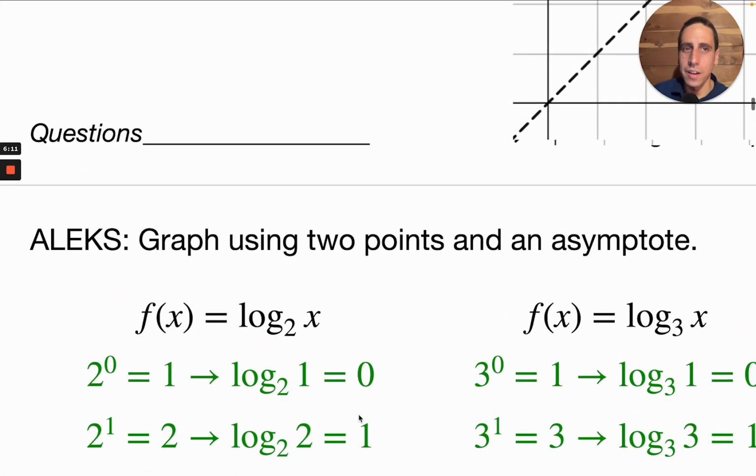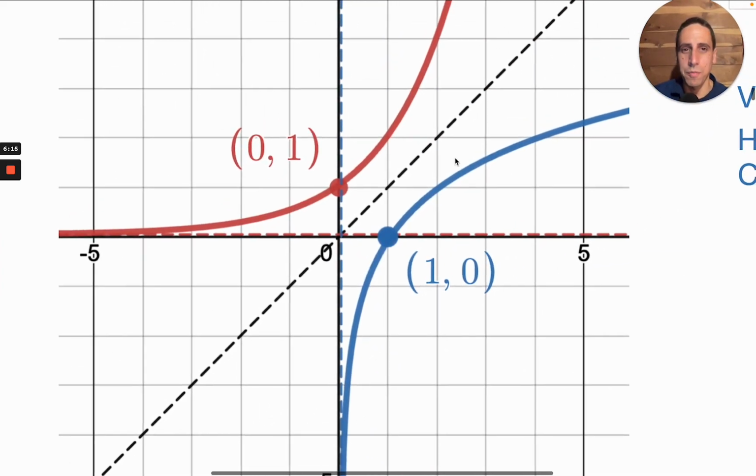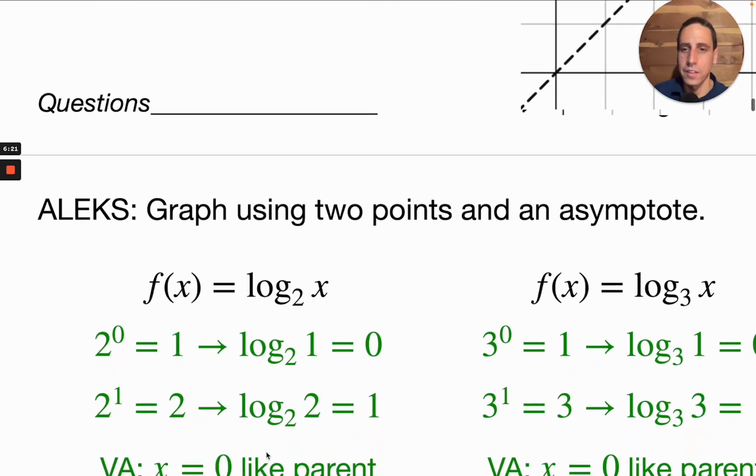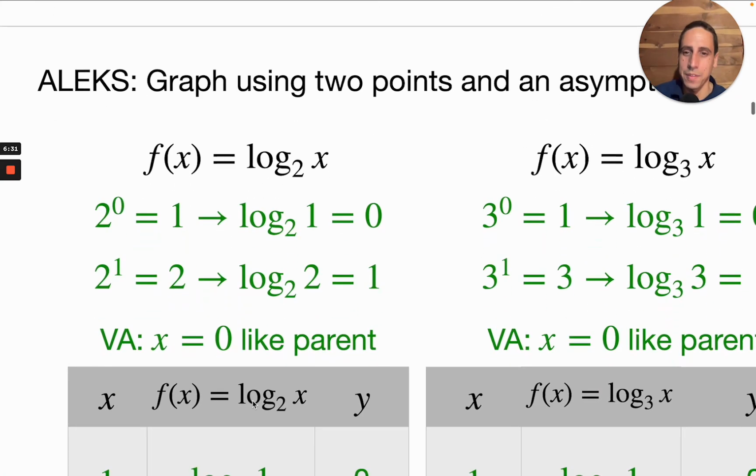Now, it just helps to have memorized that the log function has a vertical asymptote right here along the y-axis at x equals 0. So we're going to say that the vertical asymptote, we just know that it's going to be x equals 0, just like the parent function. It is the parent function that I talked about from before.